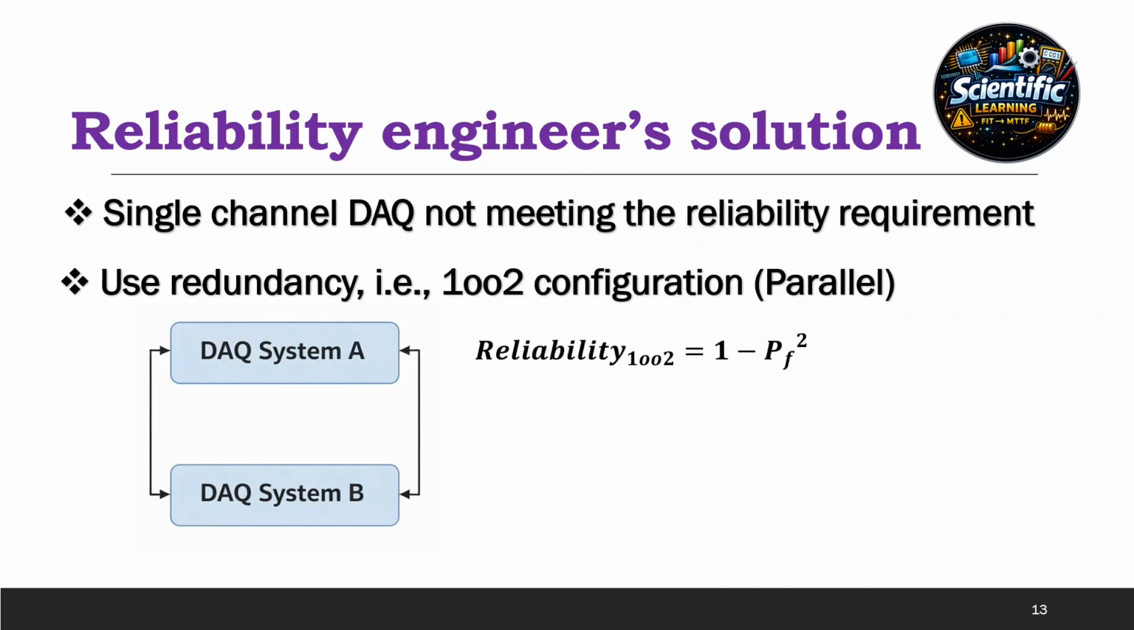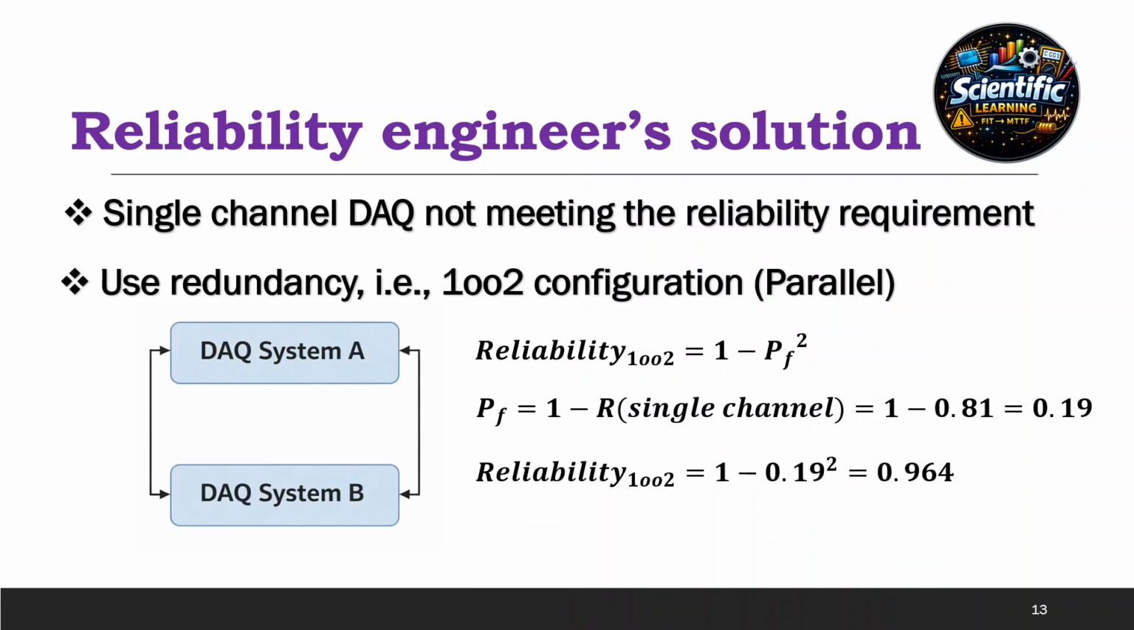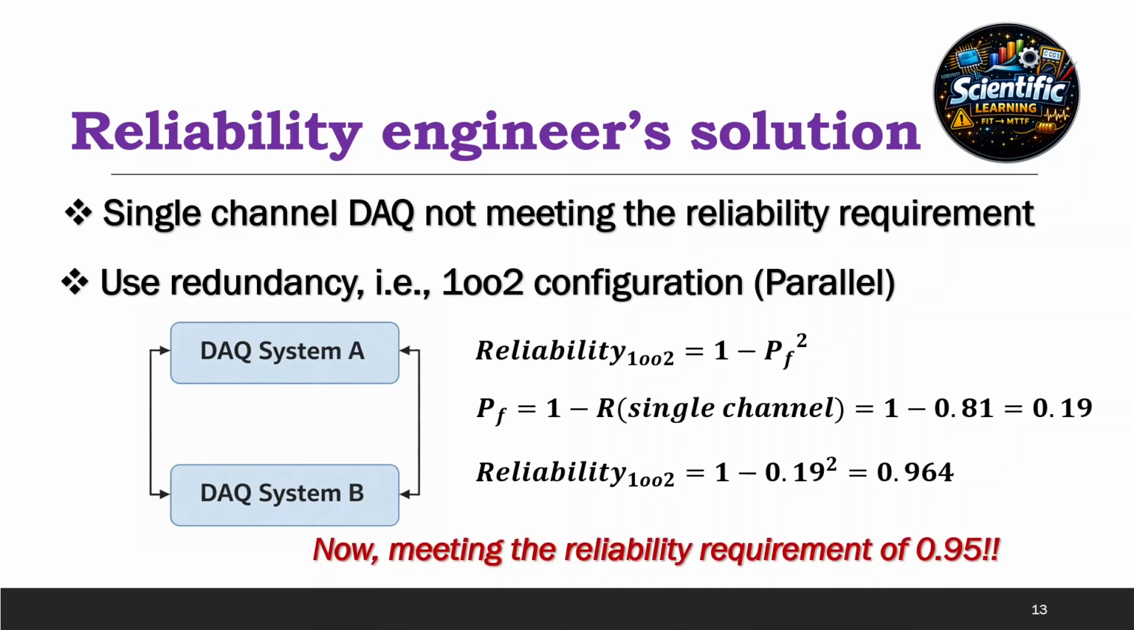Now for this parallel configuration, the reliability expression is shown here, which is equal to 1 minus the probability of failure square. Now to get this failure probability, it is nothing but 1 minus the reliability of the single channel, which we saw earlier was 0.81. So this PF comes out to be 0.19. Substituting it in the reliability expression, now we get a reliability of 0.964. Now this meets the reliability requirement of 0.95 and the designers are happy.